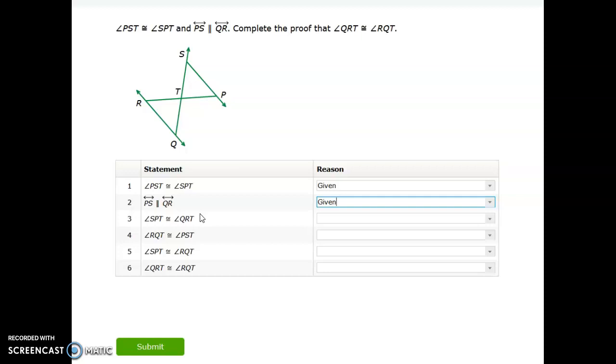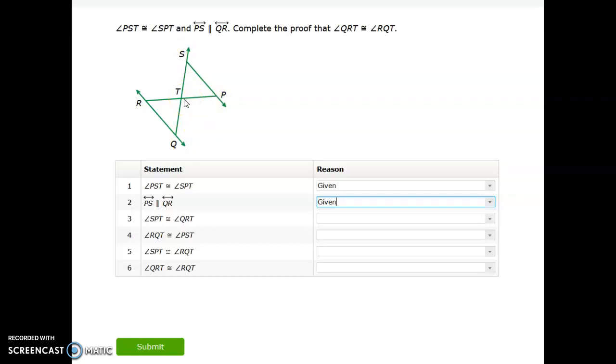The next statement says SPT is congruent to QRT. All right, we know these lines are parallel, this line, SP and QR. So with these angles that we're being given, we need to look at the figure and decide what type of angle pair they are, and then that is going to be the reason. Okay, so are they corresponding? Are they alternate interior? Are they alternate exterior? Are they same side interior? Let's look at this again.